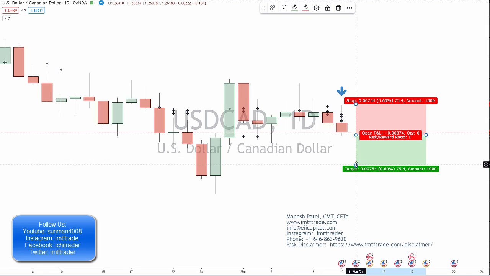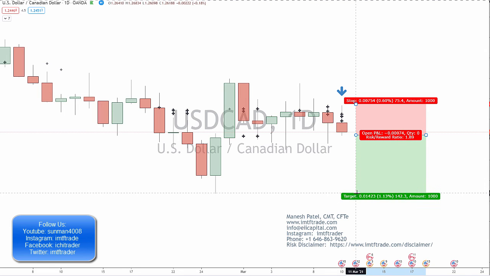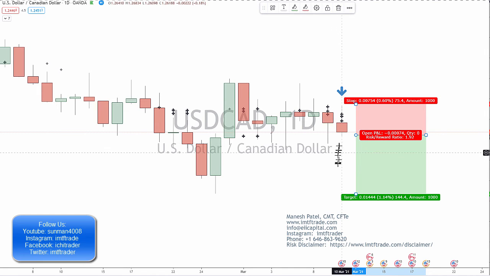Target, you could choose the pivot low right there. Now this gives us a 2-to-1 reward risk ratio. Remember, I'm giving you the worst case scenario for reward risk here, for a stop that's up here. So 2-to-1 is okay. We always like to look for a 3-to-1 or so forth, but I want to show you in the worst case scenario what it looks like.